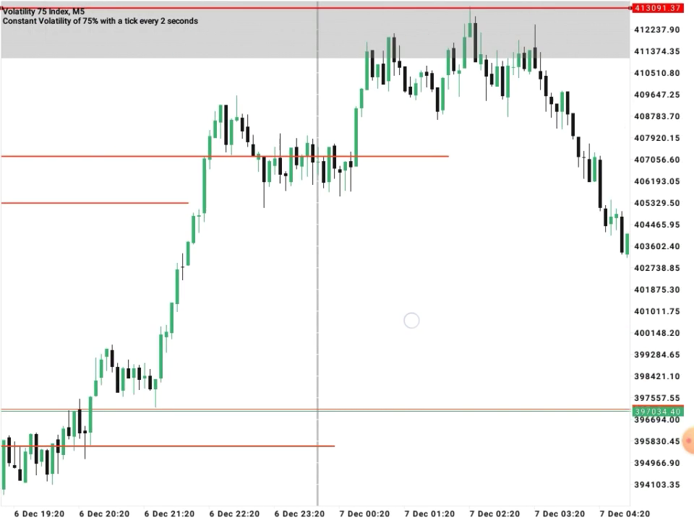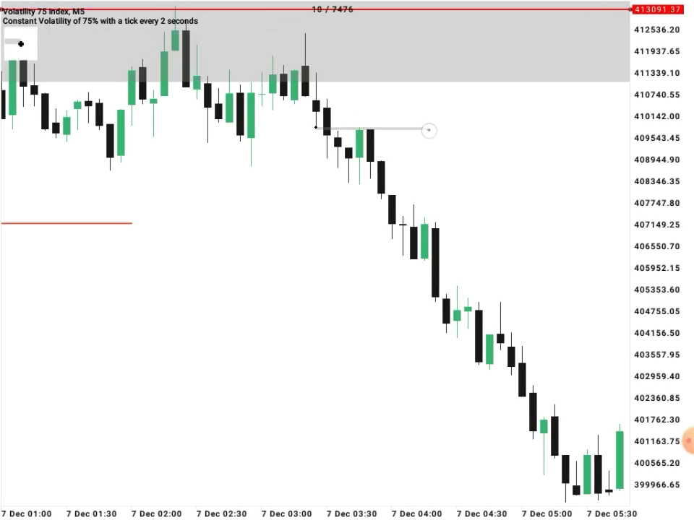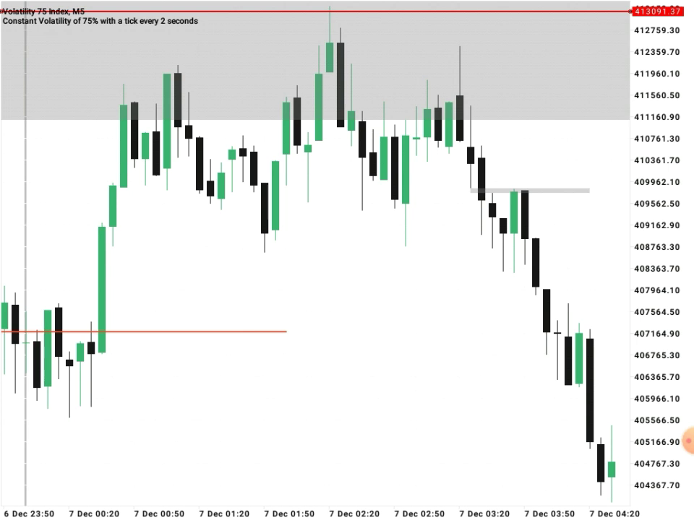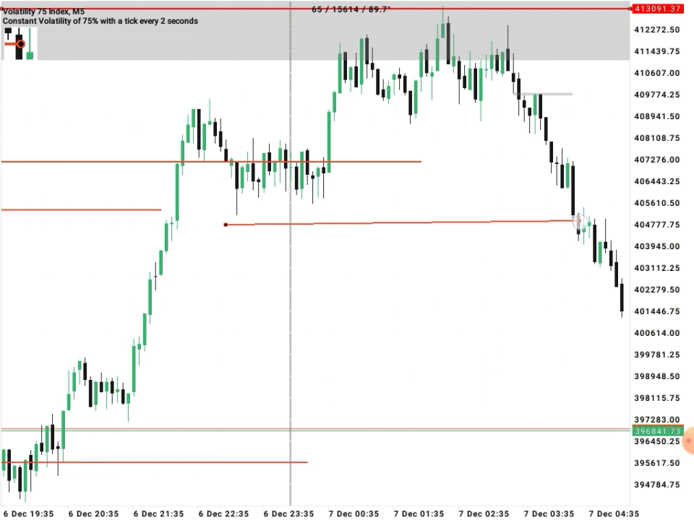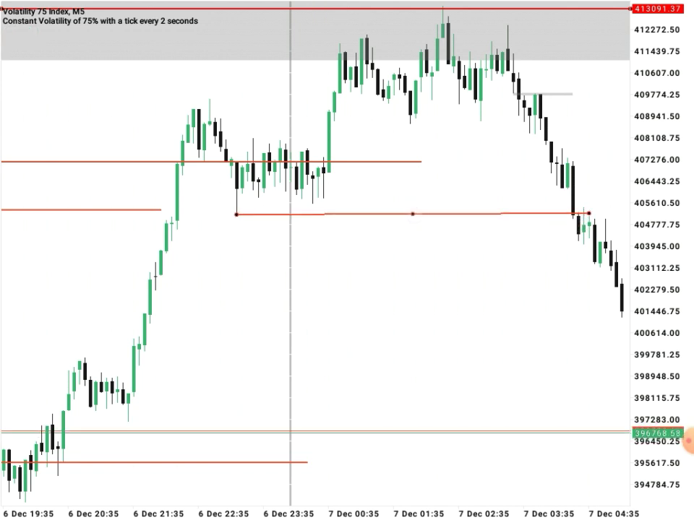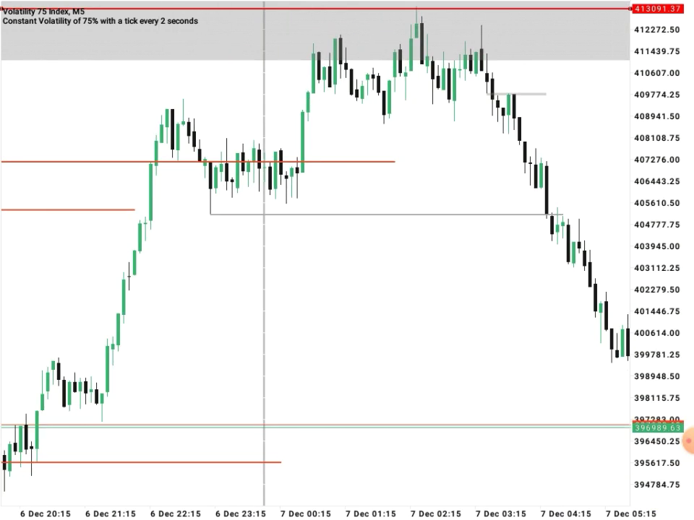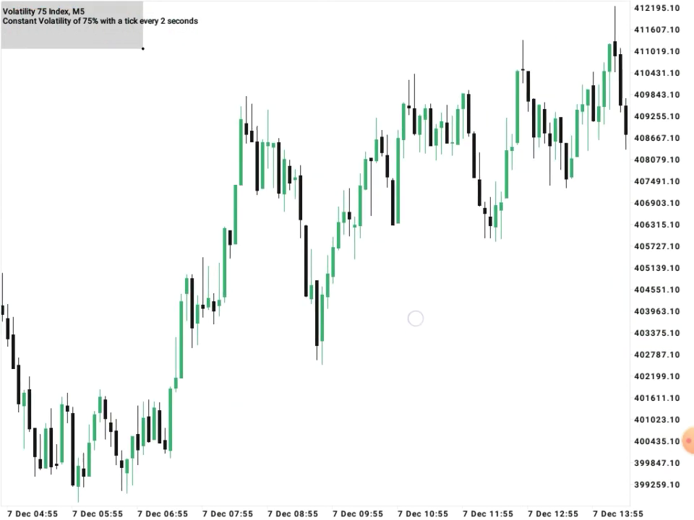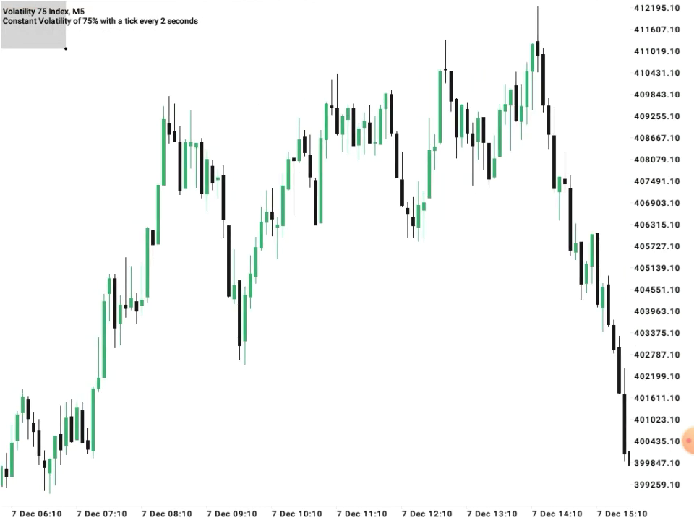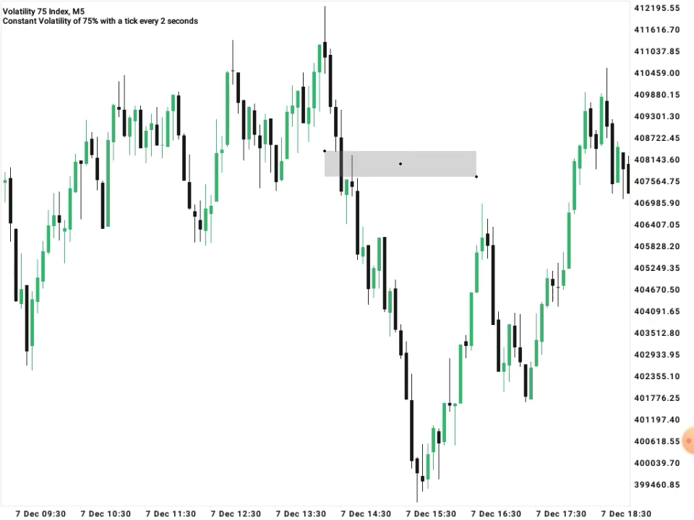I mark out the premium PD array on the previous day, and then wait for the market to start being bullish, letting traders think that the market is now bullish and starting to come up, right? Then I wait for the market to react to the premium order block or the premium PD array, whatever you choose to call it, whatever you're using. It might be a breaker, it might be an order block, it might be a fair value gap, it might be an OTE. I don't know what you'll be using.